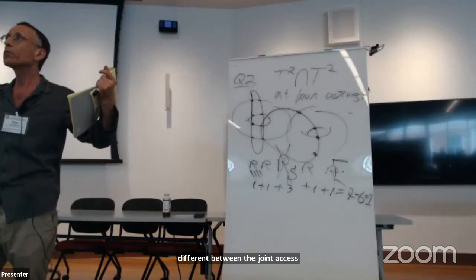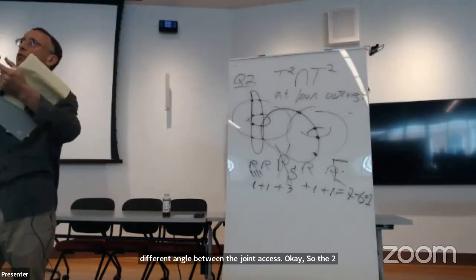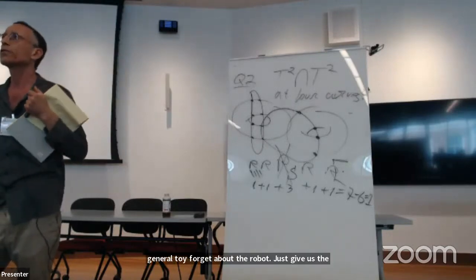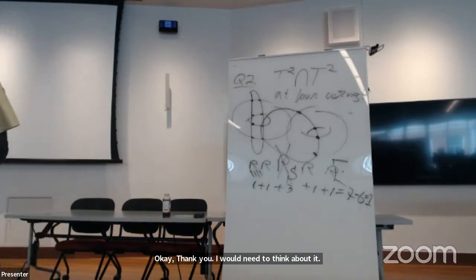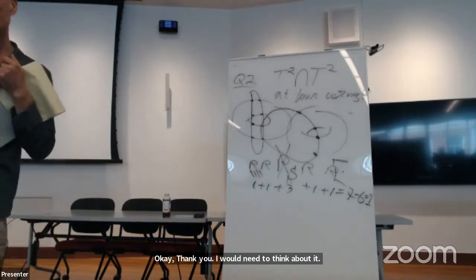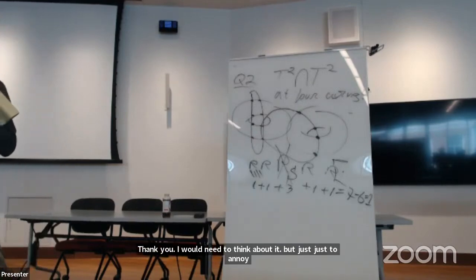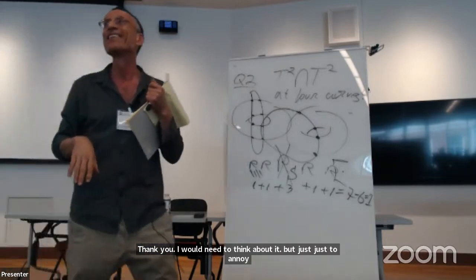Forget about the robots. Just give us the intersection of the 2 tori. At most 4 curves. Okay, thank you. I would need to think about it. But just to, and take out the trivial solution. Not just an algorithm to compute it. Bounds, hard bounds. Okay, thank you.